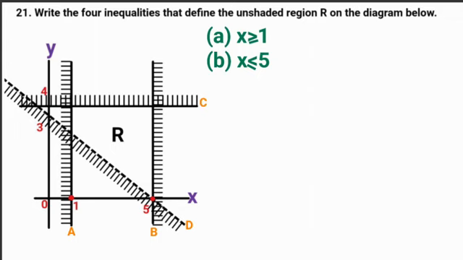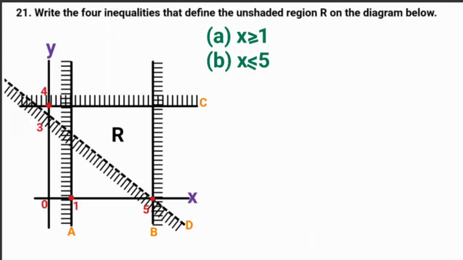When you look at line C, the unshaded part is down and line C is crossing the y-axis at this point, which is 4. Okay, the point there is 4. So since line C is crossing the y-axis at 4, the shaded part is on top of the unshaded part. That means the unshaded part is less than 4 or equal to 4.